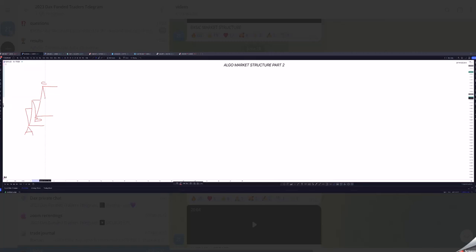So what are you looking at for price to do based on the basic market structure? Substructure retracement to take out the B, then minor structure. Now in this case again, this becomes the A. Then price reverses again, and breaks again.